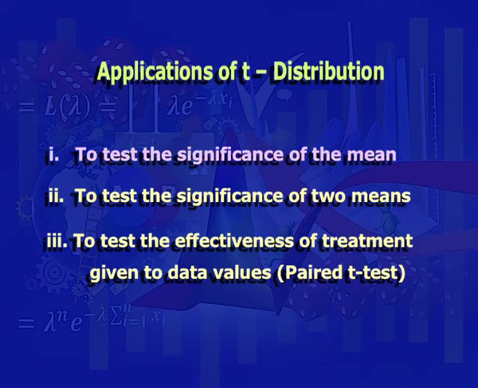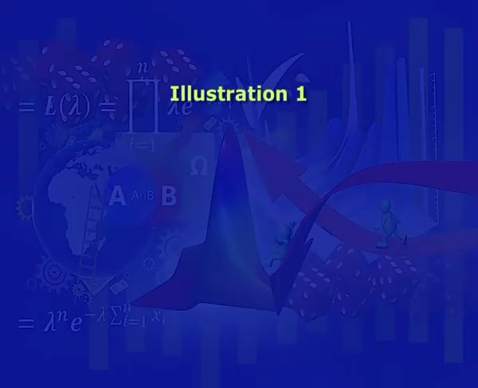Number 1, to test the significance of the mean. This test is used to test the hypothesis that there is no significant difference between sample and population mean, or sample has been drawn from the normal population with specified mean. Let us see illustration number 1.